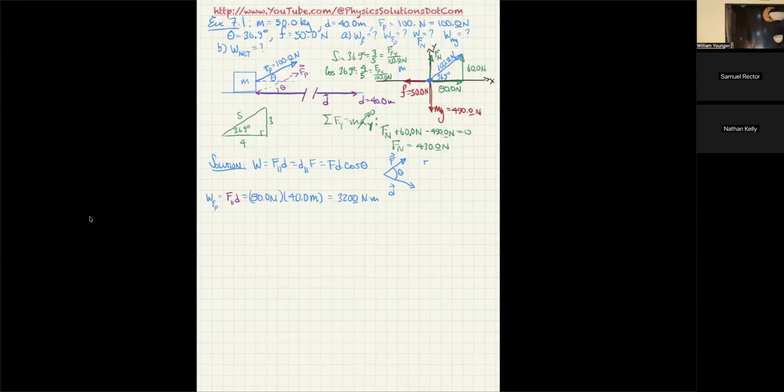Now, the dimensions of work suggest that the units are units of force times units of distance, which is a newton times a meter. But it turns out we define 1 newton meter to be 1 joule. Now that's named after James Prescott Joule. Joule is the way his name is spelled.